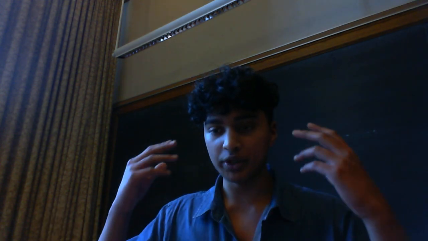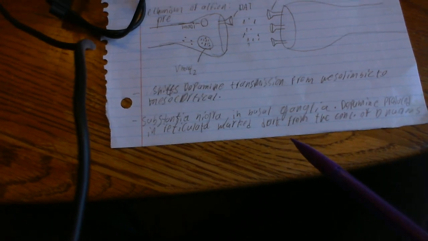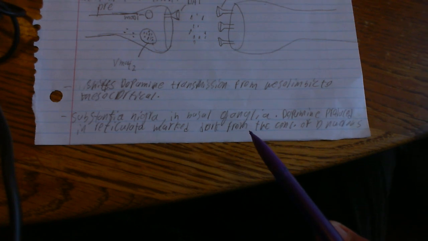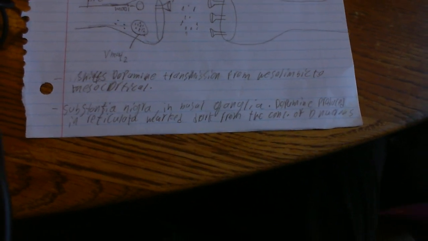So amphetamine is going to shift the dopamine transmission from the mesolimbic pathway to the mesocortical pathway, which is regulated by the substantia nigra, which is found within the basal ganglia. The dopamine, surprisingly, is actually produced in the reticularis. If you were to do a biopsy of the substantia nigra, you'll see it's colored dark from the high amounts of dopamine neurons and the dopamine that is produced there from its precursor phenylalanine and L-tyrosine.